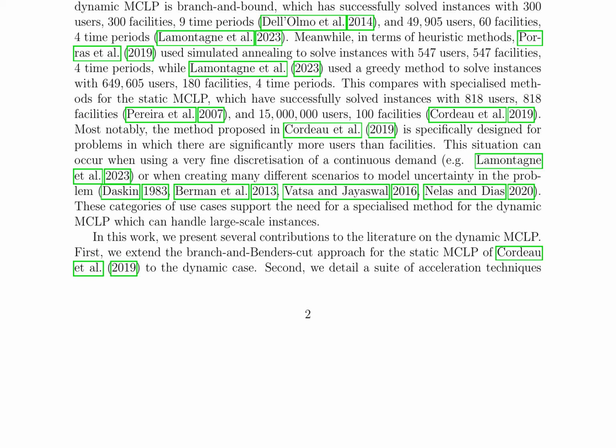For instance, Ramaniani et al. 2017, and Vatsa and Jayaswal 2016, demonstrate the efficacy of Bender's decomposition in tackling the multi-period maximal covering facility location problem with server uncertainty. Local branching methods are also explored, such as those proposed by Ray et al. 2009, which accelerate Bender's decomposition by iteratively solving subproblems. This approach significantly improves computational efficiency.